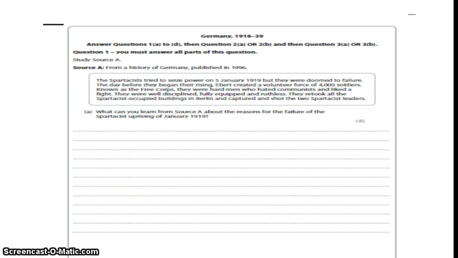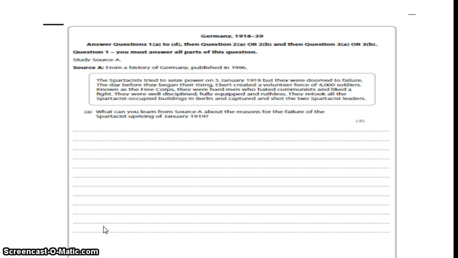An inference is a judgment that can be made from studying the source, but is not directly stated by the source. So what can you deduce from the source? You're looking for 2 supported inferences, and then you support using detail from the source. So for example, you could say you can learn that the Spartacists were beaten because the Freikorps were too strong.